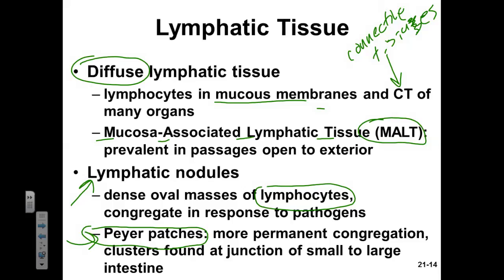A Peyer's patch is found at the junction of the small and large intestine. We have very high concentrations of Peyer's patches in our appendix. Contrary to popular belief, our appendix is not a vestigial organ. The term vestigial is really a lazy term. It means we haven't figured out what the structure does yet. It doesn't mean that the structure has no function. It means we don't know what the function currently is.